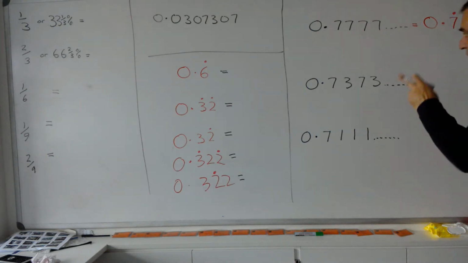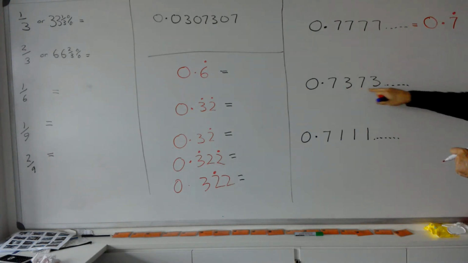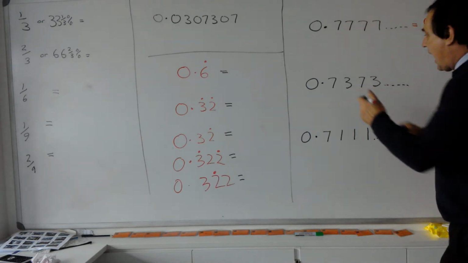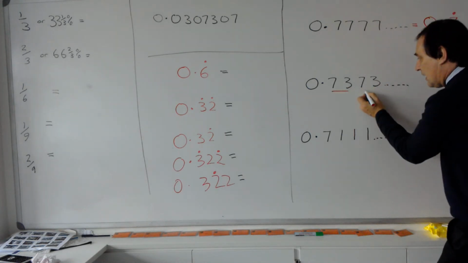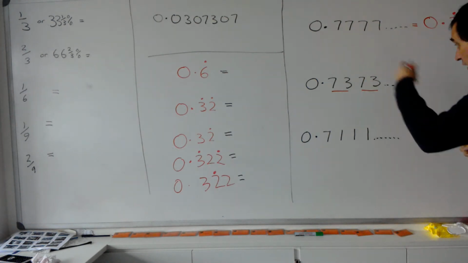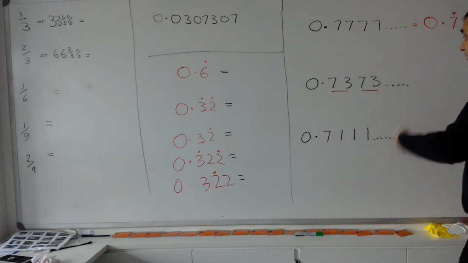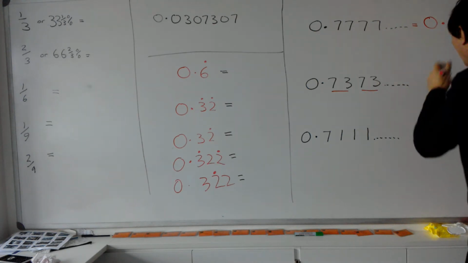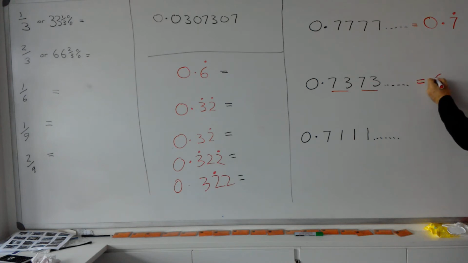The same way, let's have a look at this one now. We've got 0.7373. So the 7 isn't repeating itself, but the 7 and the 3 are, and then they start again. So that's recurring. So the pattern of that number is going to be 0.7373, and the dots mean it keeps going, 7373, and so on. So we would write it as 0.73 with a dot over both.